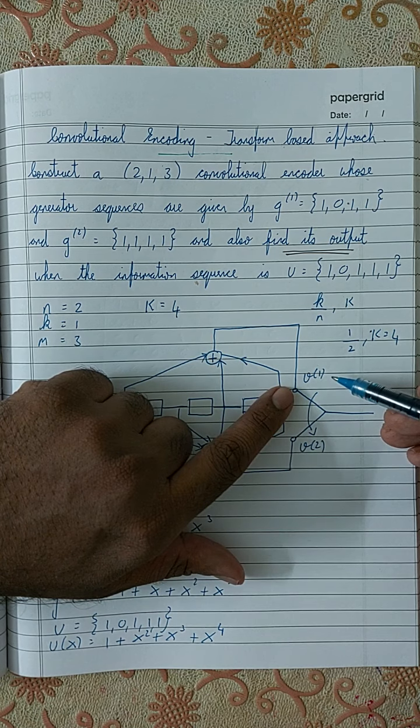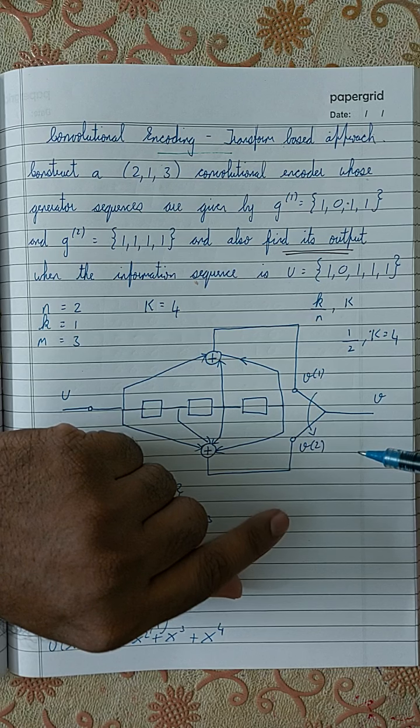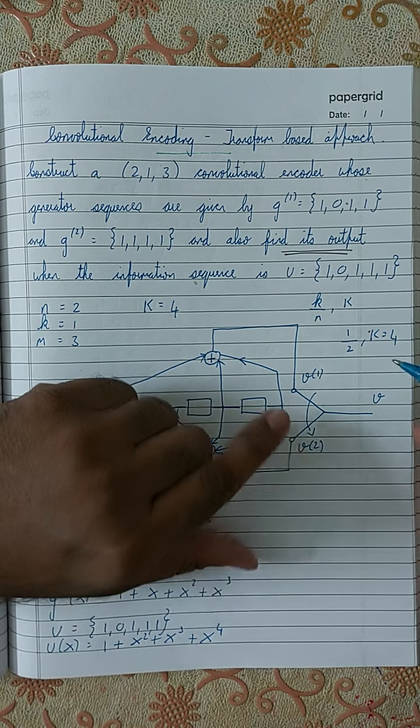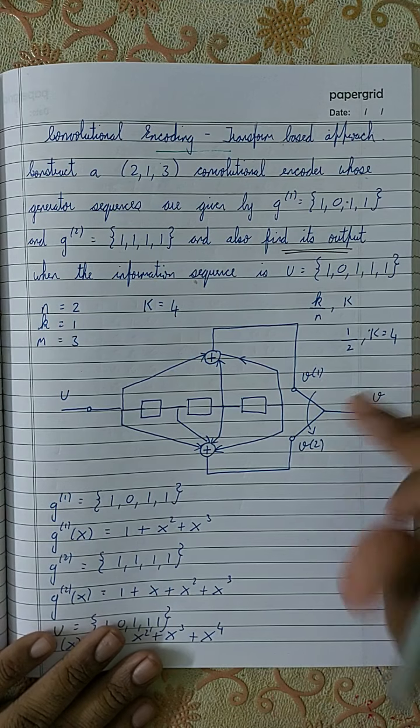Once we have found v of 1 of x and v of 2 of x, you have found both the polynomials. Once you find the two polynomials, you can find their sequences, and then combine the sequences to find the value of v. That is one way of doing it.